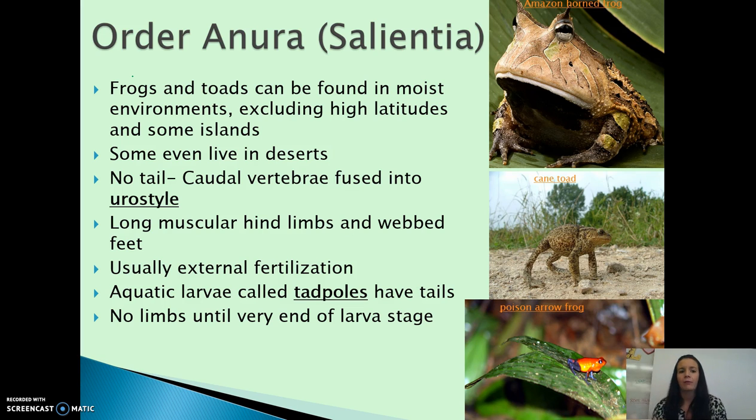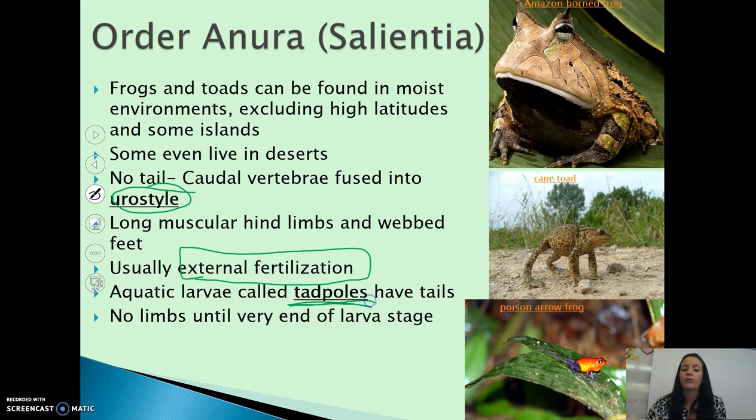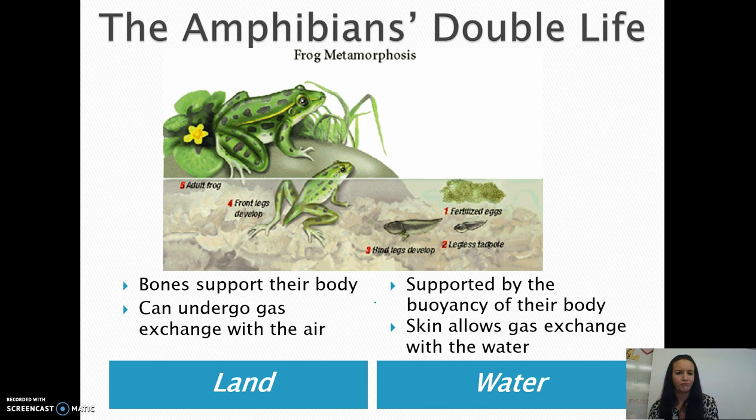They don't have a tail like we talked about, but they have something called a urostyle, which is those caudal vertebrae that are fused. They have long muscular hind limbs, webbed feet, and they usually do external fertilization. So this is the first order within the amphibians that does external fertilization. They also have tadpoles, and those are just their aquatic larvae, and they end up getting their limbs, but remember, if you think about a tadpole, they have long tails, no feet or legs. They get those limbs at the end of being a larva.